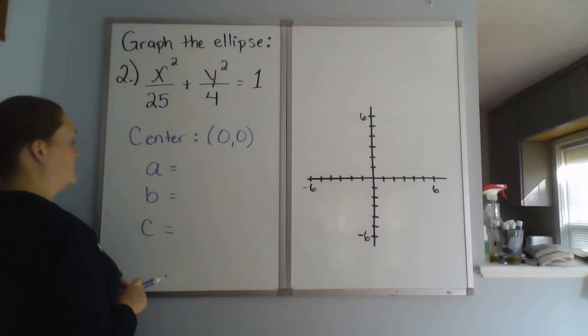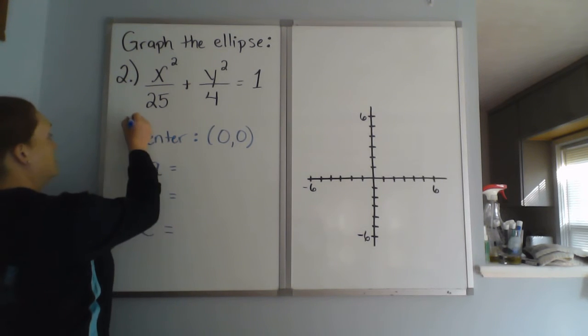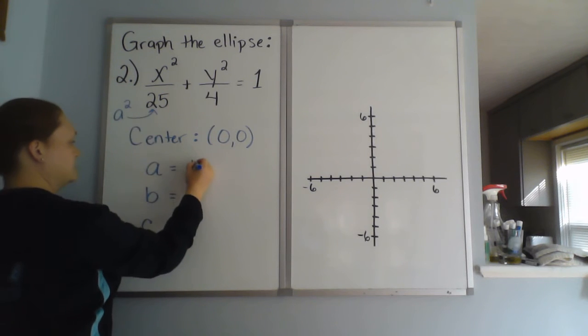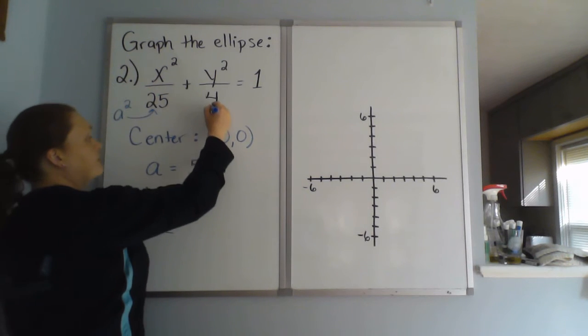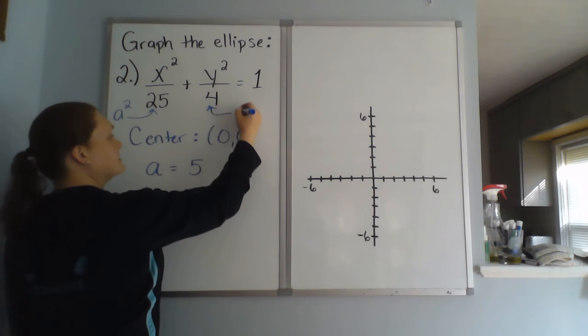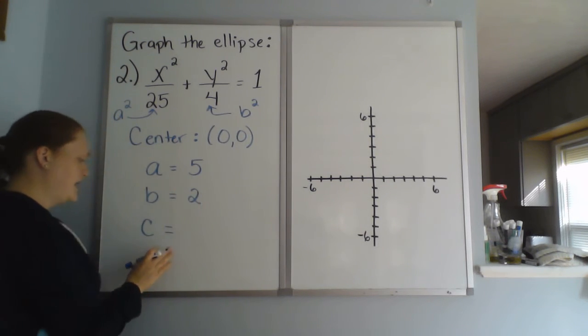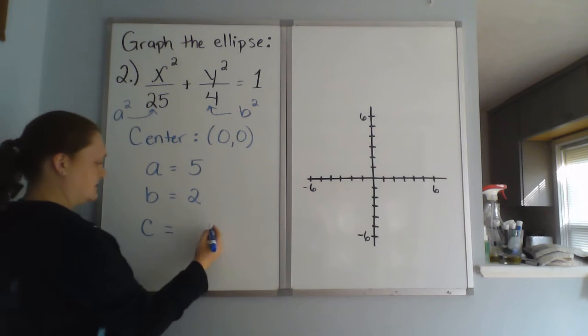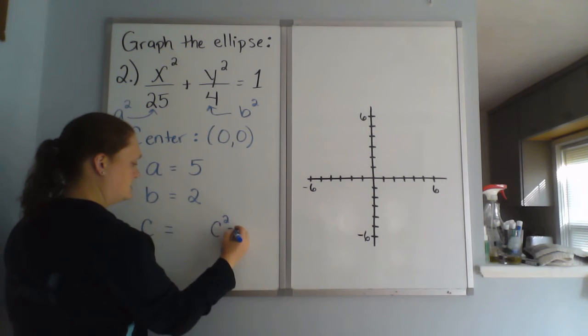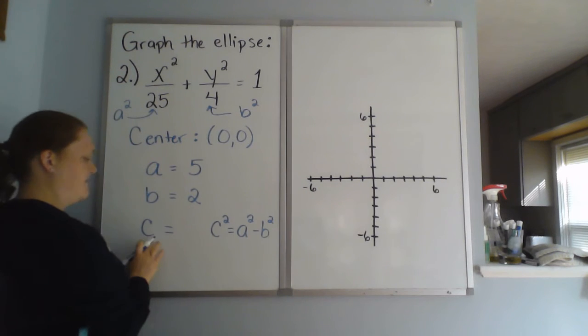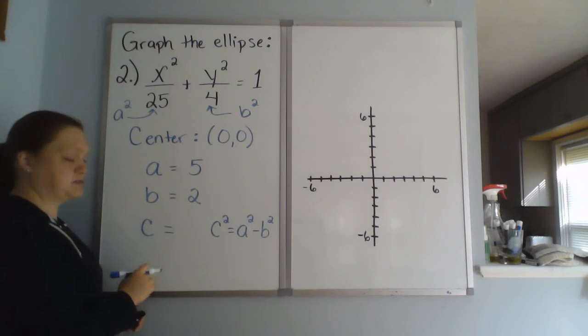All right. So again, A is related to the larger number. So this 25 is the A squared, so A is 5. The 4 is the smaller number, so that's B squared. So B is equal to 2. And now we can use the formula that C squared is equal to A squared minus B squared to find the value of C, which will tell us where our focus points are going to lie.